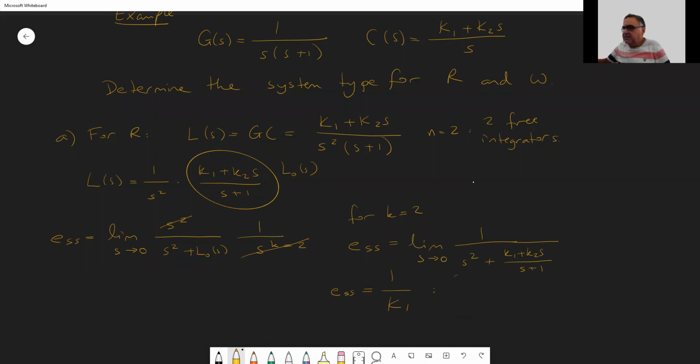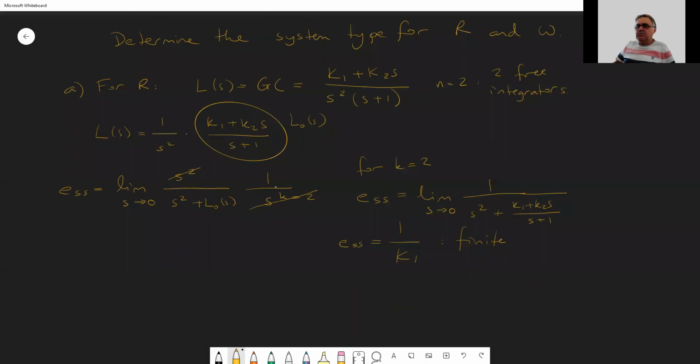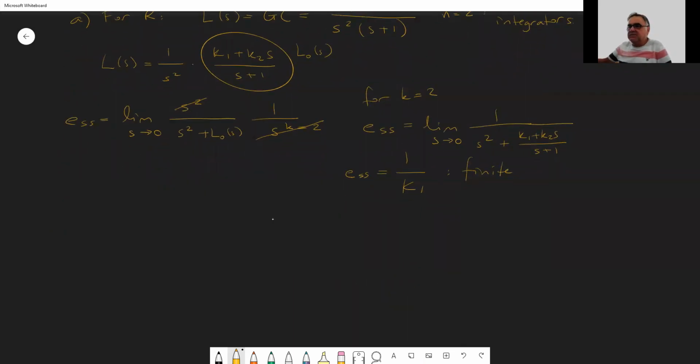Which is finite. So this K equals 2 gives you the system type. Let's say for K equals 2, the steady state error is 1 over K1. So the system type equals 2 for R. Okay. We were looking at R.